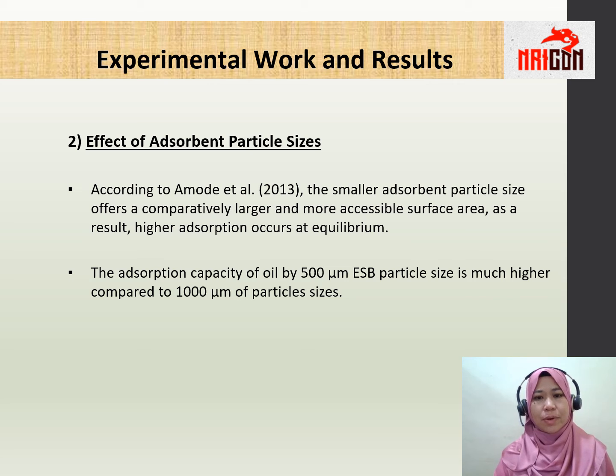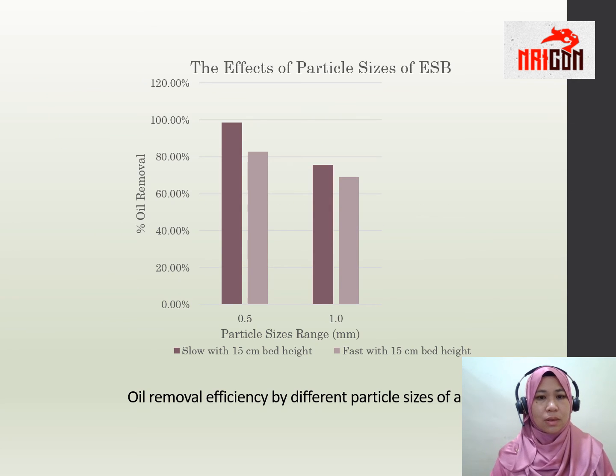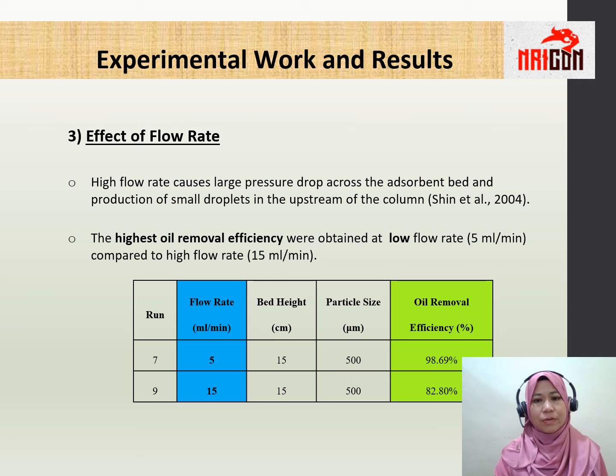And now, the effect of the adsorbent particle sizes. According to Arnott et al. 2013, the smaller adsorbent particle size offers a comparatively larger and more accessible surface area. As a result, higher adsorption occurs at equilibrium. The graph shows the highest oil removal efficiency by using 0.5 millimeter particle size compared to 1.0 millimeter particle size. The table shows the highest oil removal efficiency, 98.69%, was obtained at low flow rate 5 milliliter per minute compared to high flow rate 15 milliliter per minute.